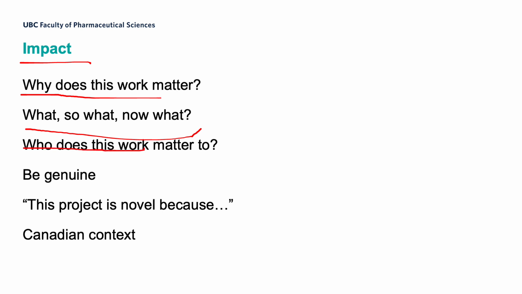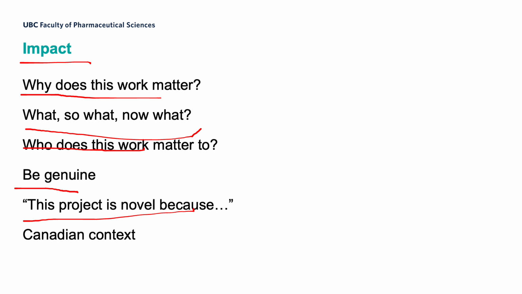Does it matter to clinicians? Does it matter to policymakers? Will it affect drug labeling? Why does this work matter? It's important here to be genuine. Sometimes I think we can get into a space of maybe overextending the implications of our work. So it's important to be genuine. And I think it's also important that novelty and impact are somewhat intertwined. So again, just like I said, let's spell out the knowledge gap in the introduction section.